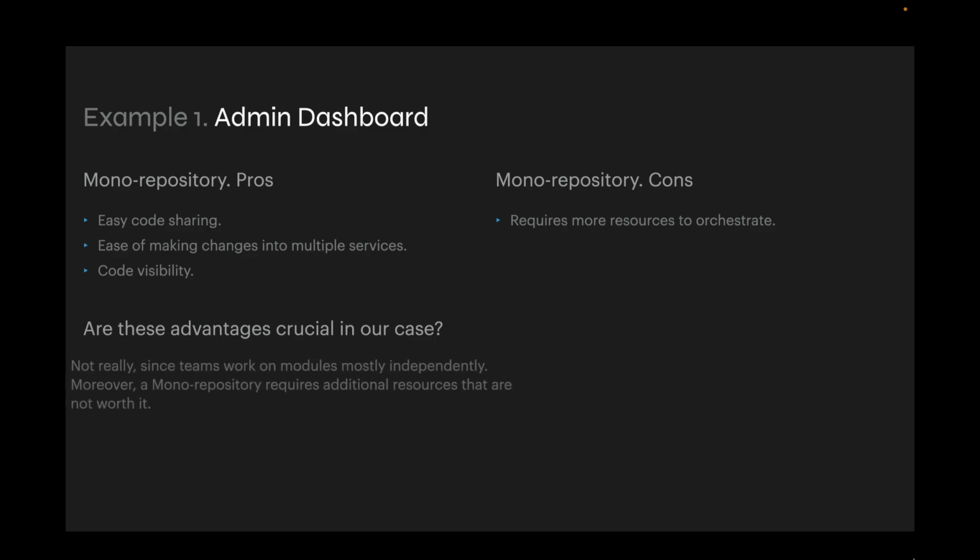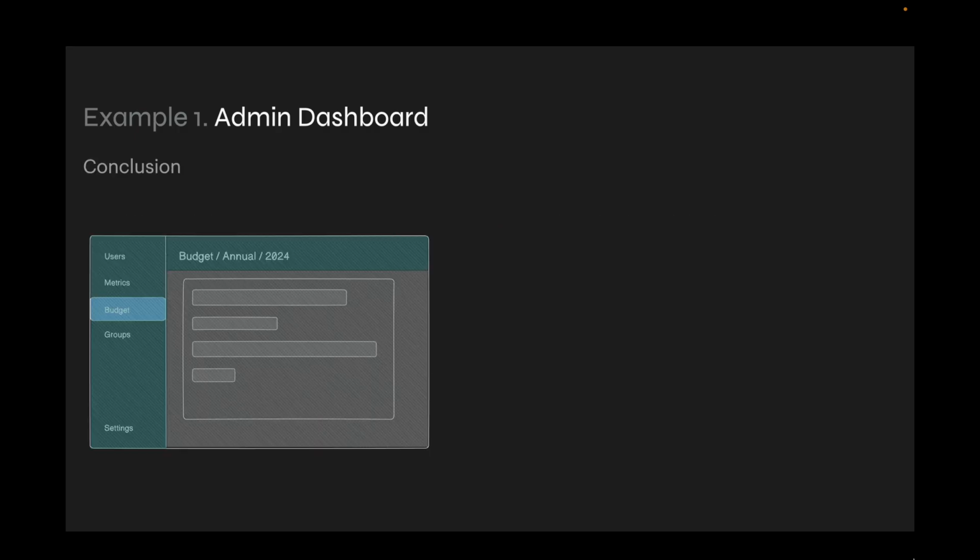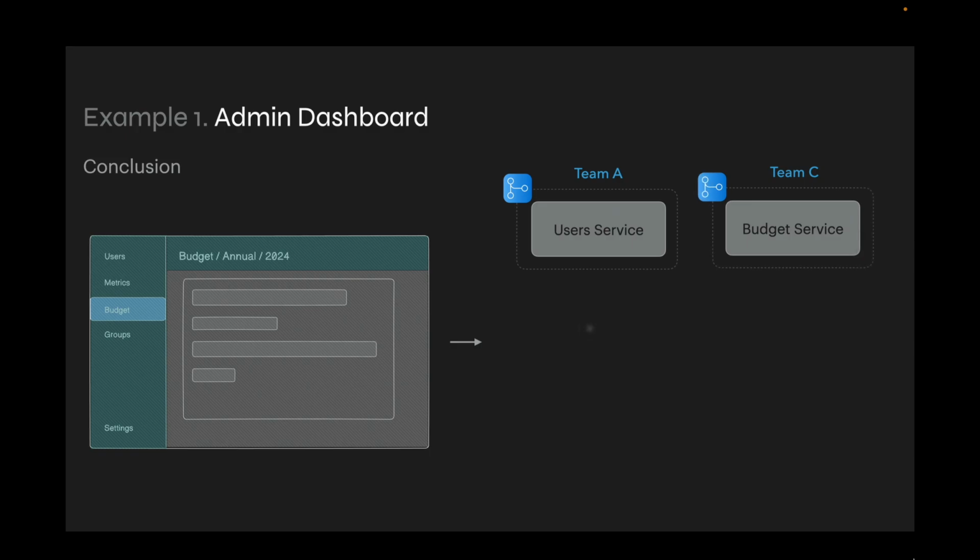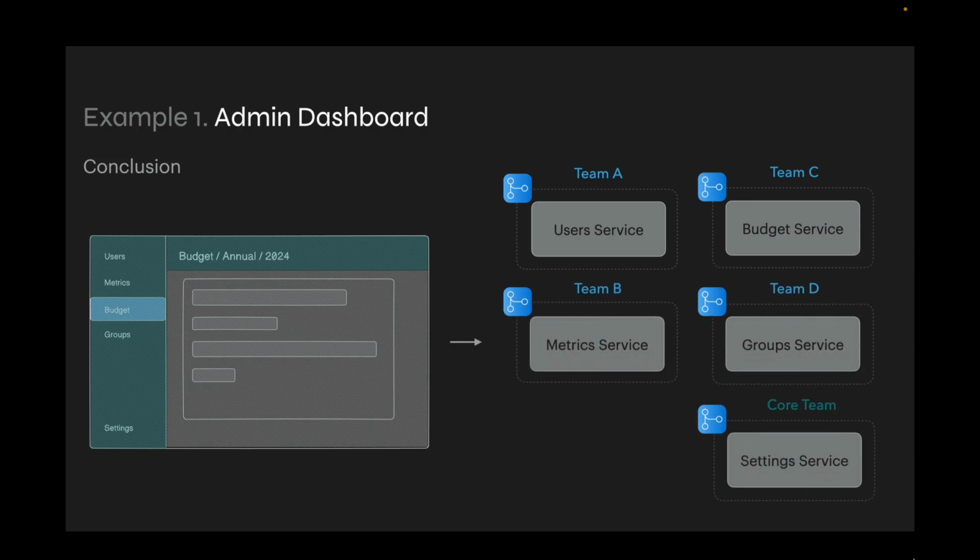Teams work on modules mostly independently. Moreover, a mono-repository requires additional resources that are not worth it. Let's look at the whole picture. It consists of 5 modules: users, budget, metrics, groups, and settings, and the application shell. The core team will work on the application shell and settings modules. Other modules are distributed across different teams.